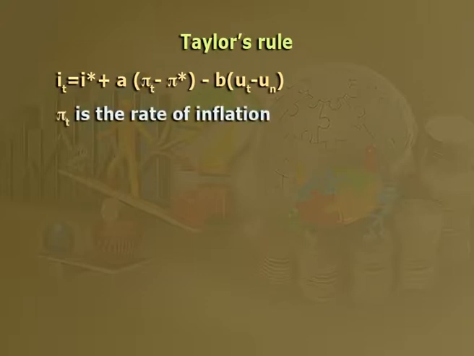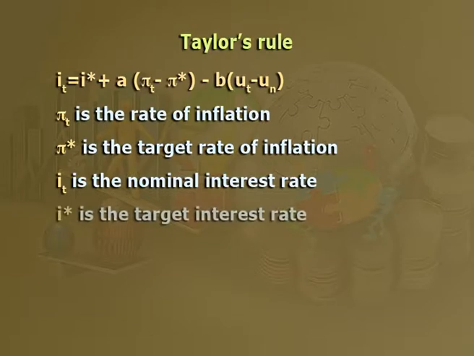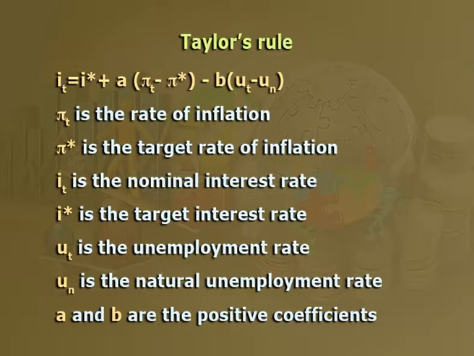Taylor's rule is i_t = i* + a(π_t − π*) − b(u_t − u_n). Here π_t is the rate of inflation, π* is the target rate of inflation, i_t is the nominal rate of interest, i* is the target interest rate, u_t is the unemployment rate, u_n is the natural rate of unemployment, a and b are positive coefficients.